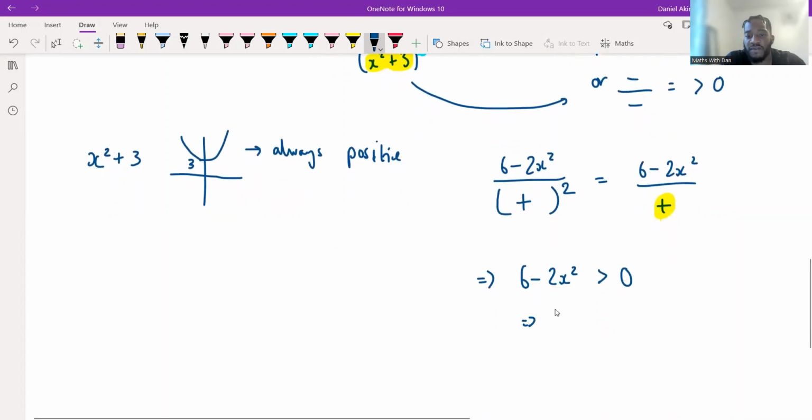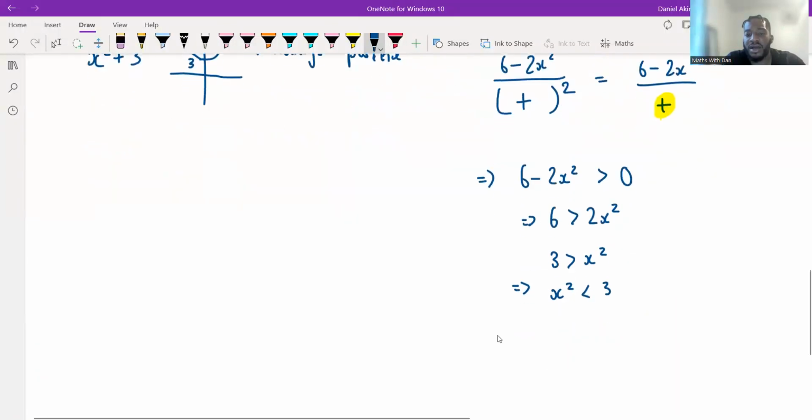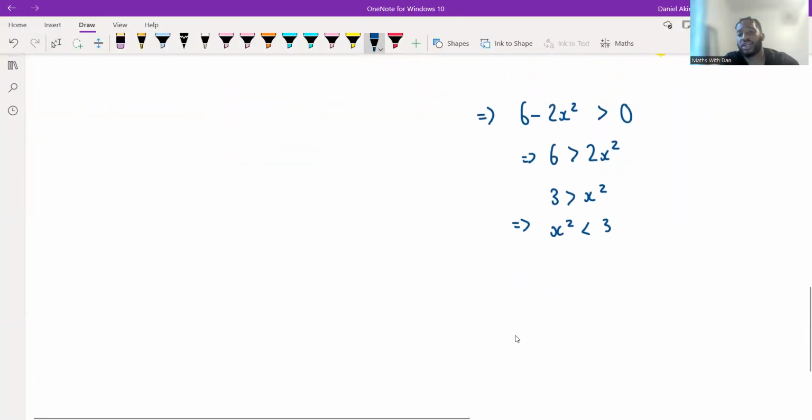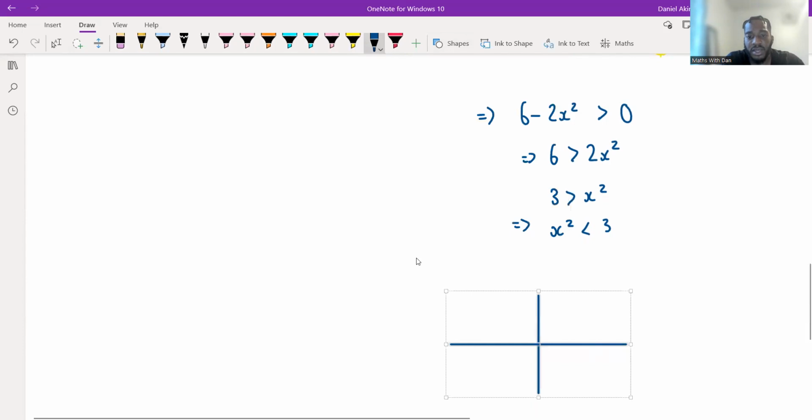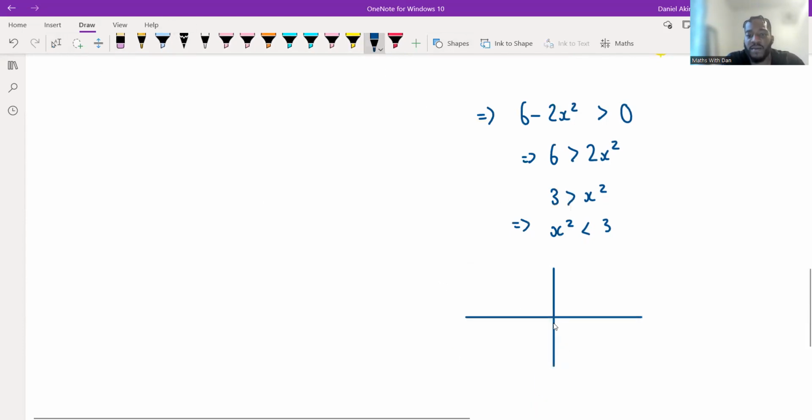So let's do it. We're going to move the minus 2x squared over, so it gives us 2x squared here. We're going to divide 3 by 2 to give us 3 is greater than x squared. And obviously, this is just the same as saying x squared is less than 3. Now, no matter how hard or easy a quadratic inequality is, always, always, always draw a sketch. So if I sketch this here, then we are sketching the graph of y equals x squared, which is just a parabola, like this.